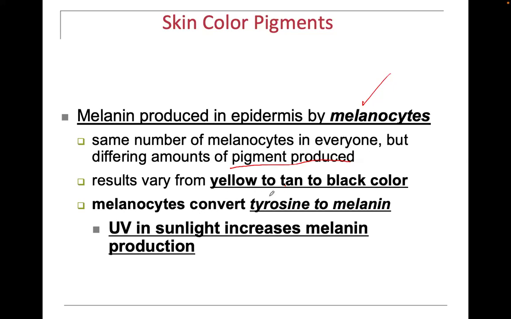Melanocytes convert this amino acid, which is called tyrosine, to melanin. Tyrosine is a very, very important amino acid. In fact, tyrosine, when it's attached to four iodines, gives you thyroxine. When you have tyrosine that's attached to three iodines, you get triiodothyronine. These are thyroid hormones. So tyrosine is important not just for your metabolism and thyroid function, it's also needed where the melanocytes take in the tyrosine and convert it into this protein called melanin.